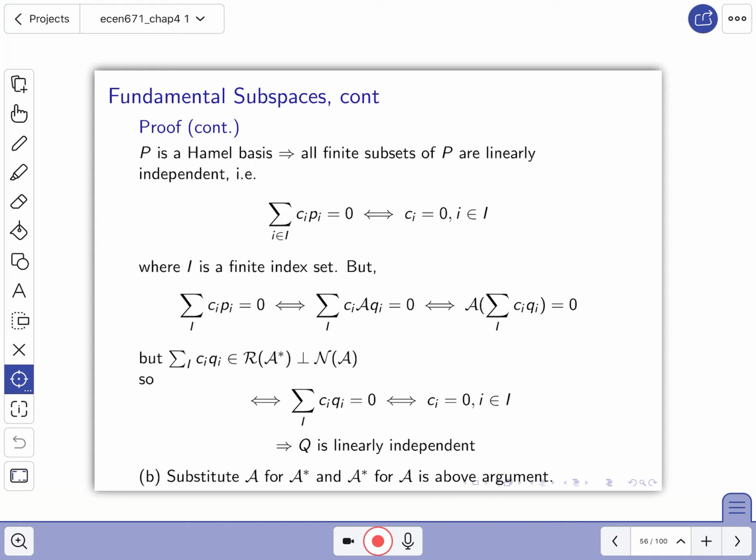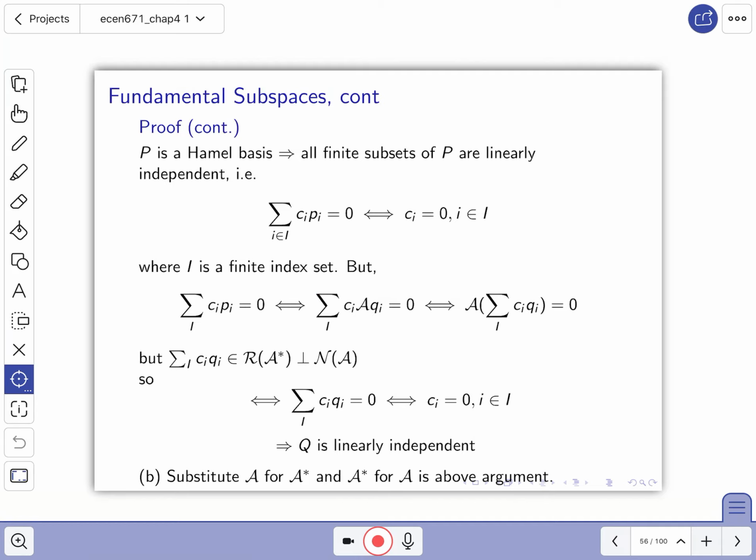Okay, so P is a Hamel basis. That means all finite, what's the definition? All finite subsets of P are linearly independent. That means you take any finite subset, sum of CiPi equal to 0, that can only be true if all the coefficients are equal to 0. This is what it means to be linearly independent. Okay, but if this linear combination is equal to 0, when we operate on this guy with A, we pull Ci's out, this guy all has to be equal to 0.